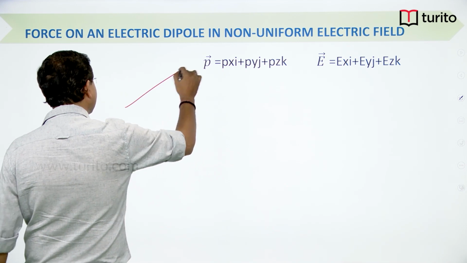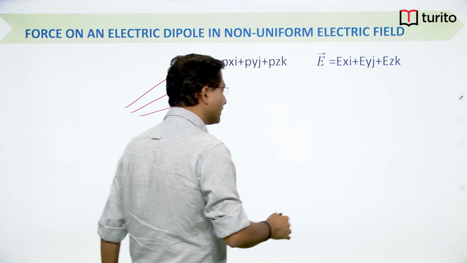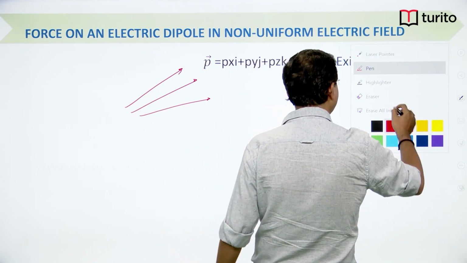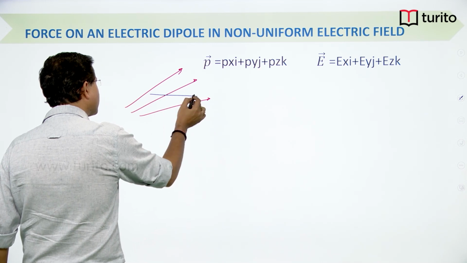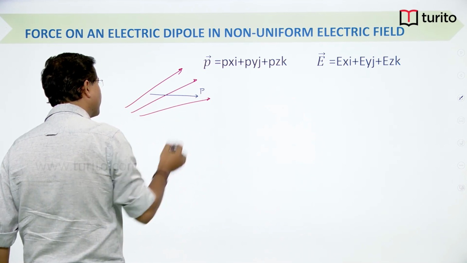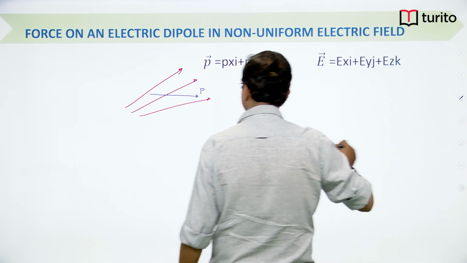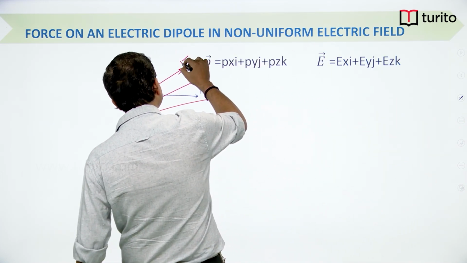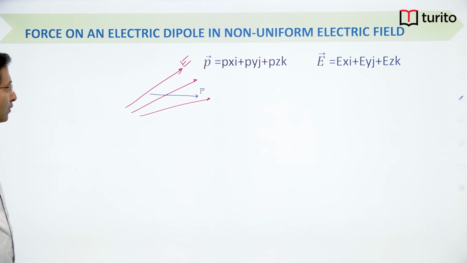We have got a field this way in 3 dimensions which is non-uniform, and a dipole is kept in a space like this. This is representing the dipole moment, and this is representing the non-uniform field, and I want to find out how much force it experiences.